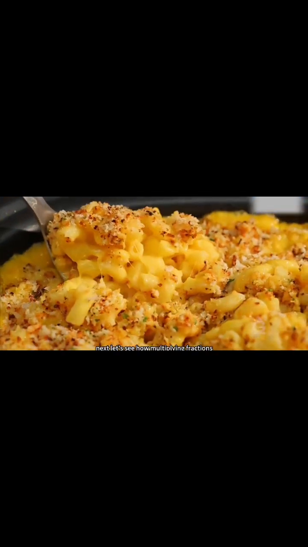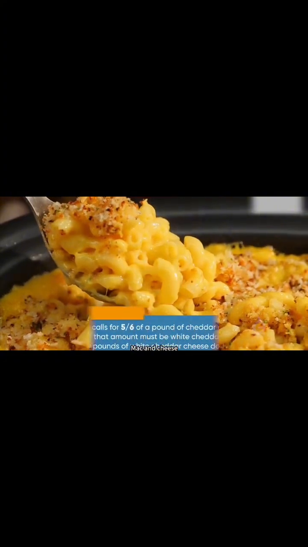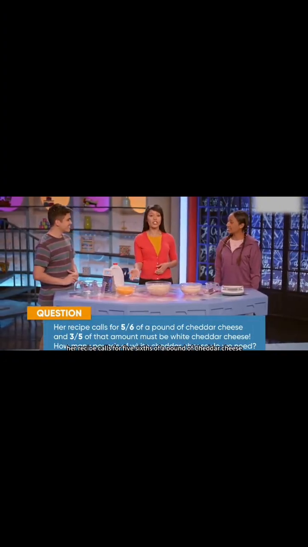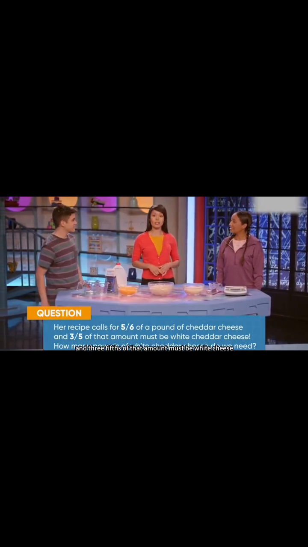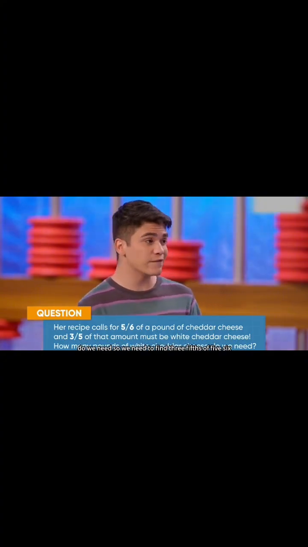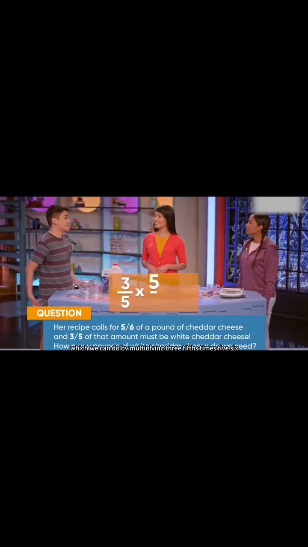Next, let's see how multiplying fractions by fractions can help us make my grandma's delicious mac and cheese. Her recipe calls for 5/6 of a pound of cheddar cheese, and 3/5 of that amount must be white cheese. How many pounds of white cheese do we need? So we need to find 3/5 of 5/6, which we can do by multiplying 3/5 times 5/6.